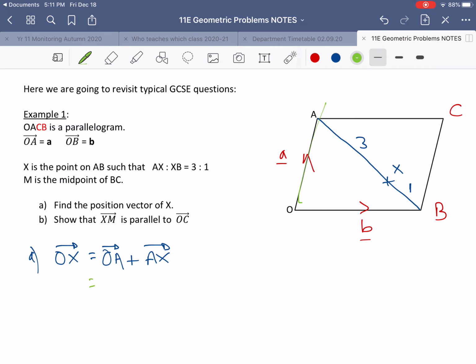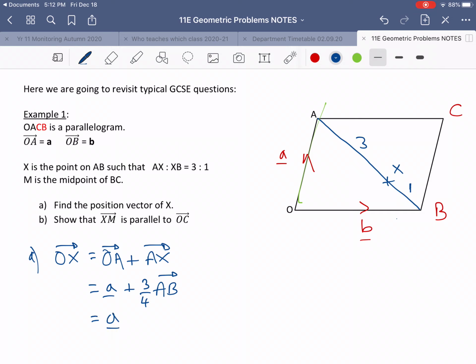Now O to A, we can see from our diagram, is just A. A to X, well, we don't know what A to X is. All we know is it's 3 parts of the whole line A to B. But 3 parts out of how many? Well, there are 4 parts altogether on that line, so it's 3/4 of the length AB. So A to X is equivalent to 3/4 of A to B.